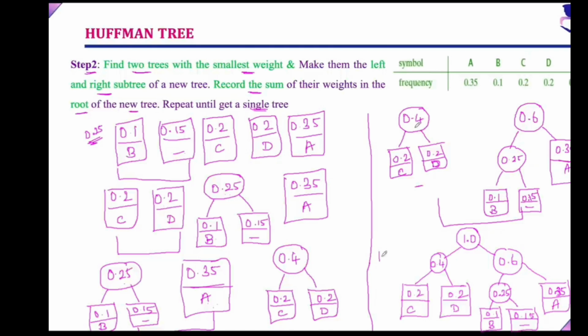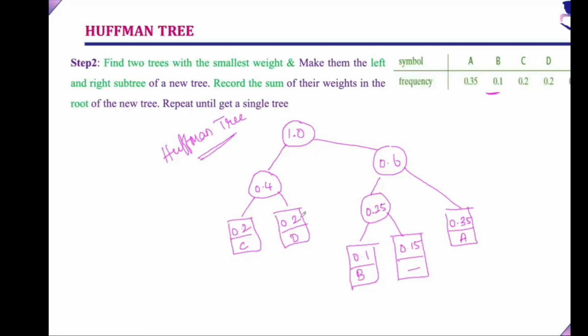This single tree is nothing but Huffman tree. The tree created by implementing the Huffman algorithm. That is, find two trees with the smallest weight in every step and make them as a left and right subtree of a new tree. Record the sum of their weight in the root. Repeat the step until we will get a single subtree. This single subtree is nothing but the Huffman tree.